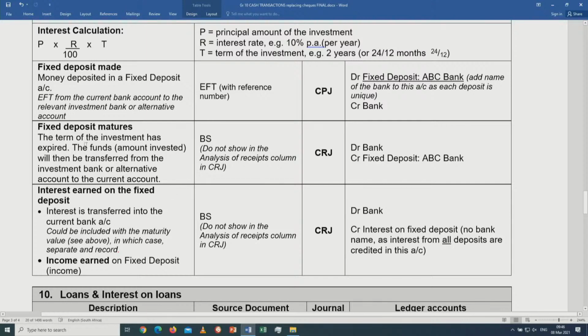Then, fixed deposit matures. The term of the investment has expired. The funds, meaning the amount invested, will then be transferred from the investment bank or alternative account to the current account. Bank statement. Do not show it in the analysis of receipts column. You just write it under cash receipts journal, and then you debit your bank and you credit your fixed deposit account with the amount. All right?